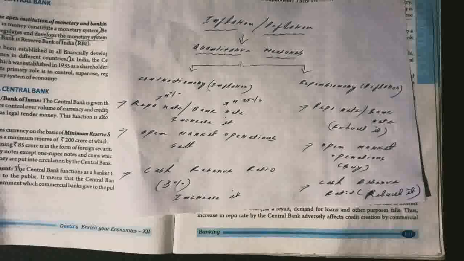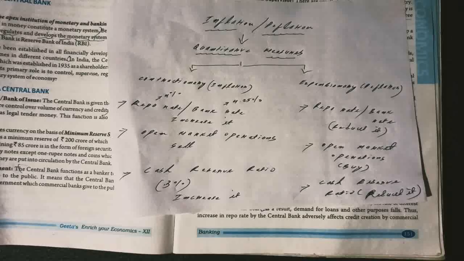Okay, so now you see here, whenever there is inflation in our economy, that means a rise in price level. And why does inflation occur? It is because people have lots of money in their hand. That is why they are spending lots of money, and that results in inflation. So in order to bring back the economy into equilibrium, in order to bring down the rate of inflation, what the central bank will do is they will adopt contractionary measures.